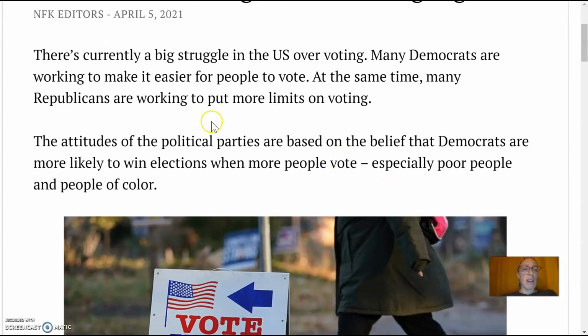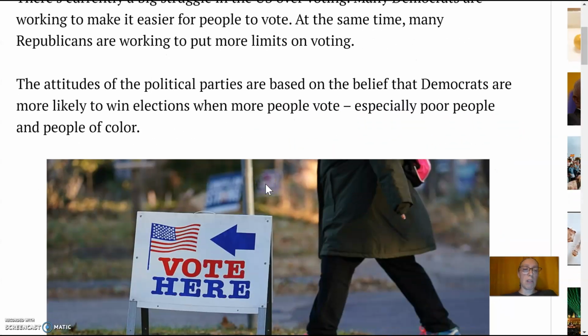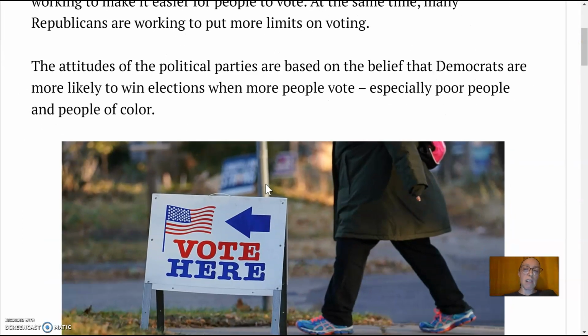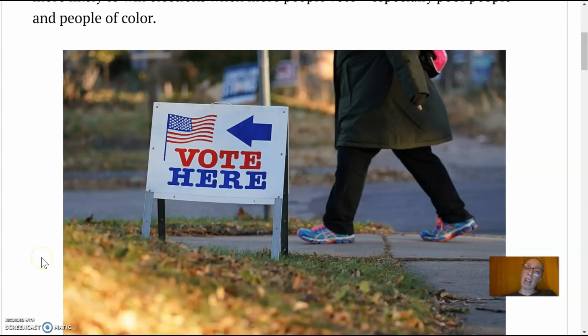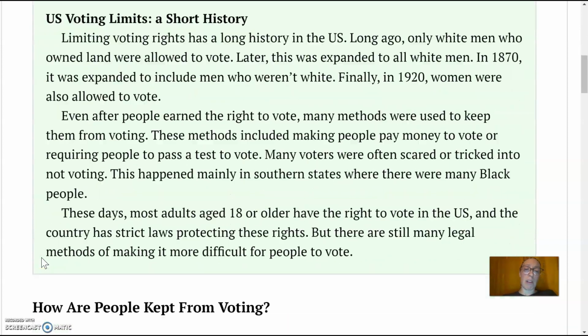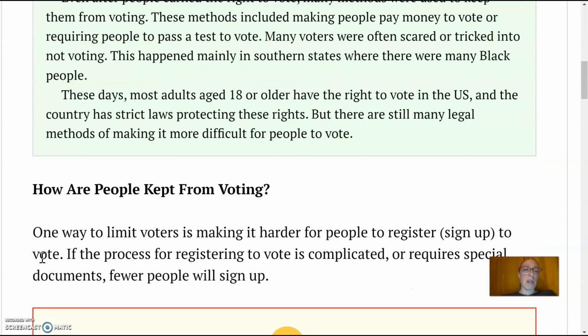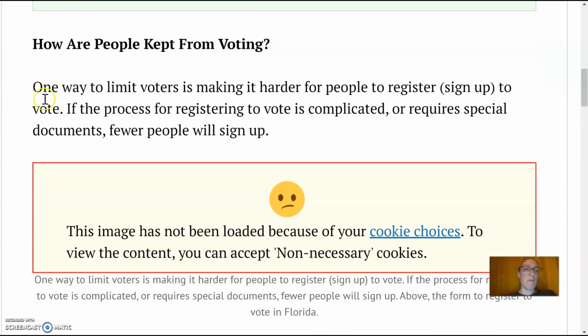I'm not sure. The attitudes are based on the belief, not necessarily a fact, but belief that Democrats are more likely to win elections when more people vote, especially poor people and people of color. Once again, that is an idea I definitely want to put in there. But let's see. Keeping on going.